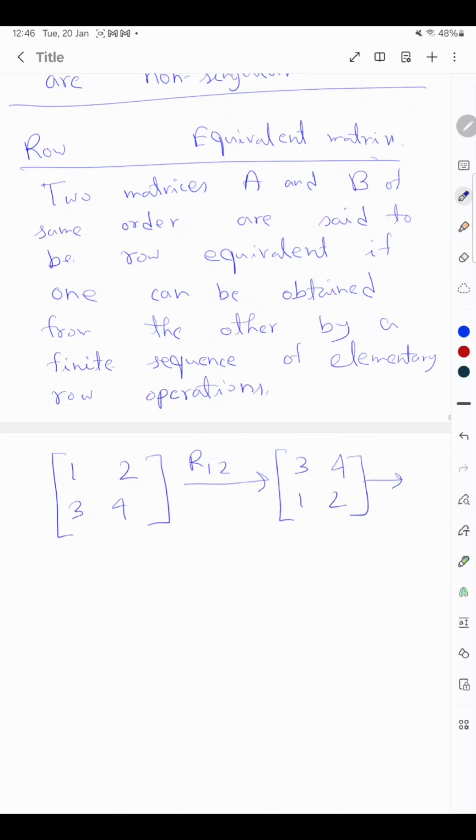Suppose after that you apply a new operation. Suppose R2 dash is equal to R1 plus R2. I am just taking some random row operation. So R1 plus R2, what do you have? R2 dash, so 3 4, 4 6, right? This type of operation. Okay, now you see, you have already learned earlier that this matrix I can write as the corresponding R12, which is actually E12, right?